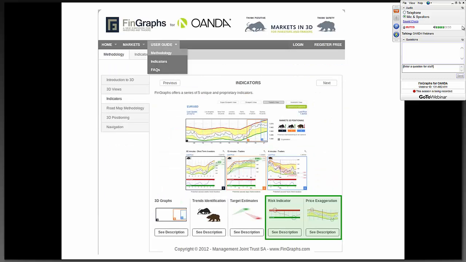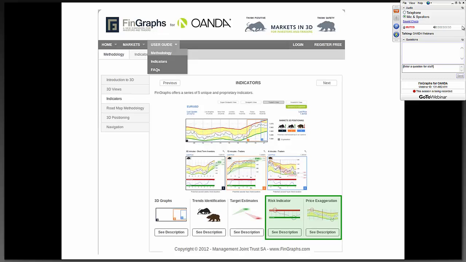Now, trend identification and target estimates are the core of the FinGraphs methodology. We like to position it as the trend is your friend and lead you into respecting these trends as much as possible. We don't want you to go into too much top fishing and bottom fishing. And by having the trends in front of you at a glance, it will avoid you some wishful thinking.